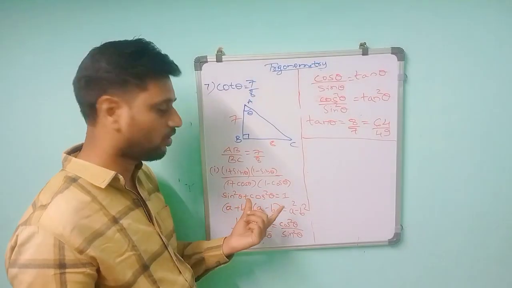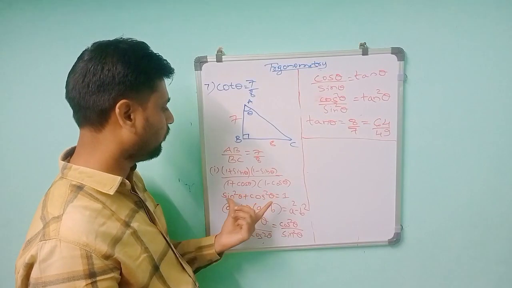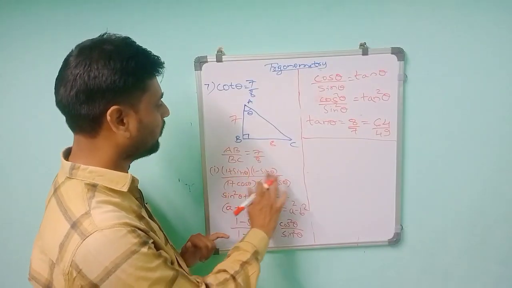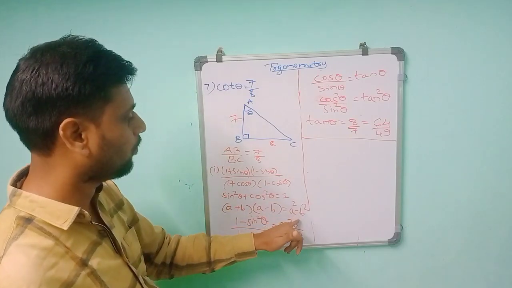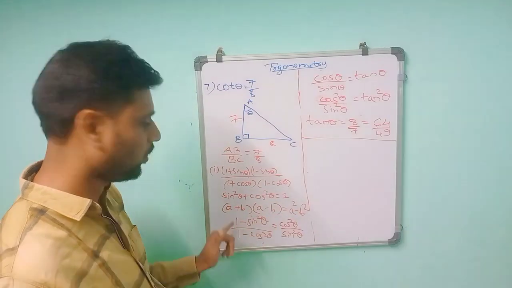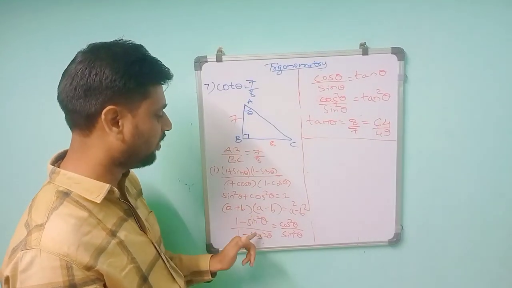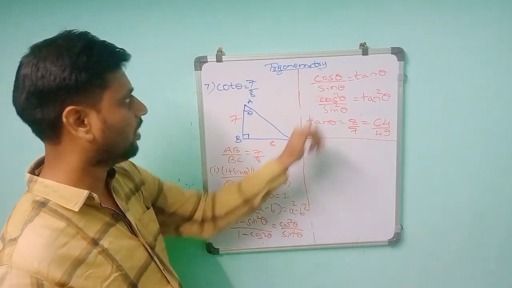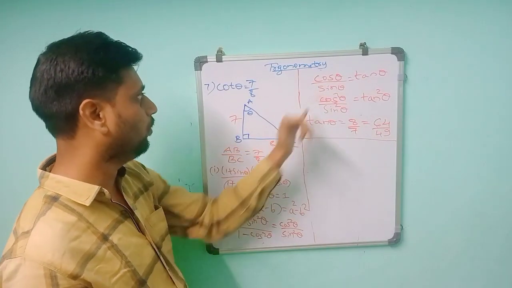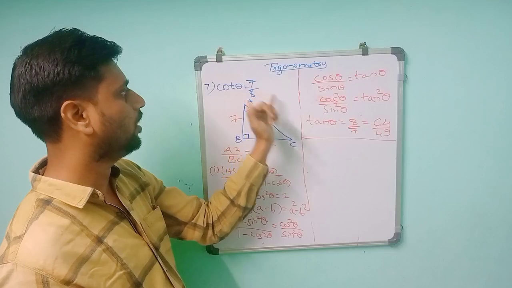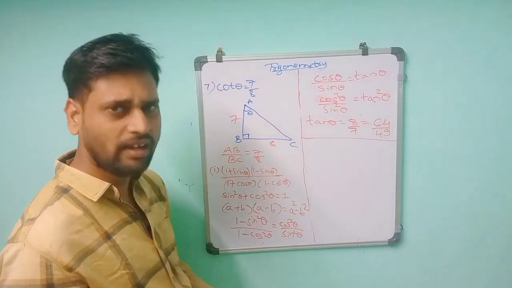Some identities are there for this trigonometry. The first identity is sin square theta plus cos square theta is equal to 1. So 1 plus sin theta, 1 minus sin theta, you have to take the help of the formula a square minus b square is equal to a plus b into a minus b. If you go through this, you can easily find out. Then cos by sin is tan, but square is there, so tan square theta. As you know, tan theta is the reverse of cot, so 8 by 7, this square is 64 by 49.